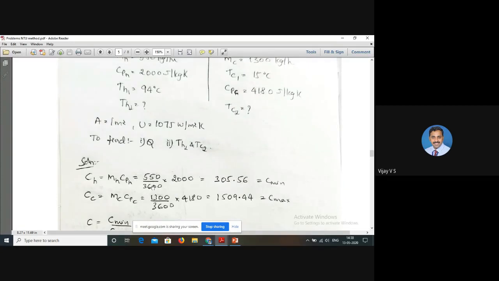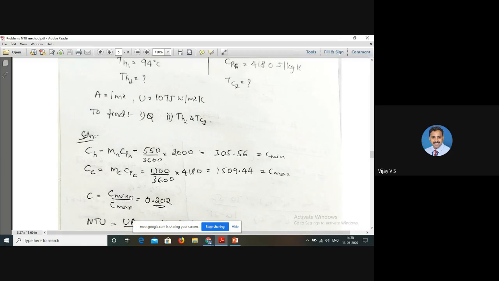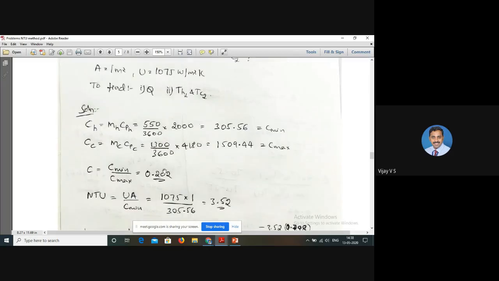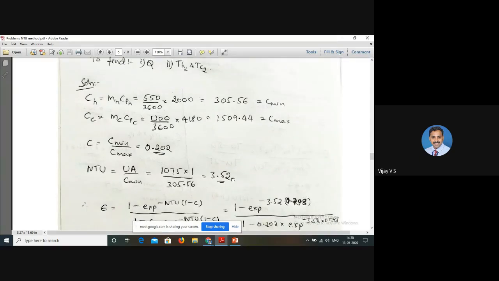Please don't forget this, it is in kg per hour. So you will get 305.56. CC you will get 1509.44. So obviously CH is less than CC. Therefore CH is C minimum, CC is C max. Now capacity ratio C minimum by C max I got 0.202. NTU I will get UA by C minimum, that is 3.52.